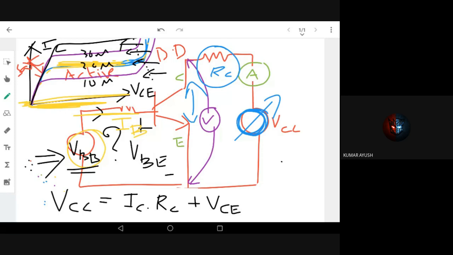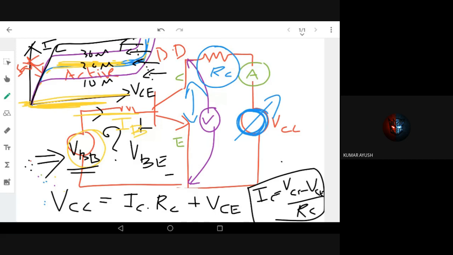Okay, so this is the collector part KVL. From this we can see what IC is. IC is nothing but VCC minus VCE divided by RC. It's self-explanatory, but these things are very important. You just write it down: VCC equals ICRC plus VCE.